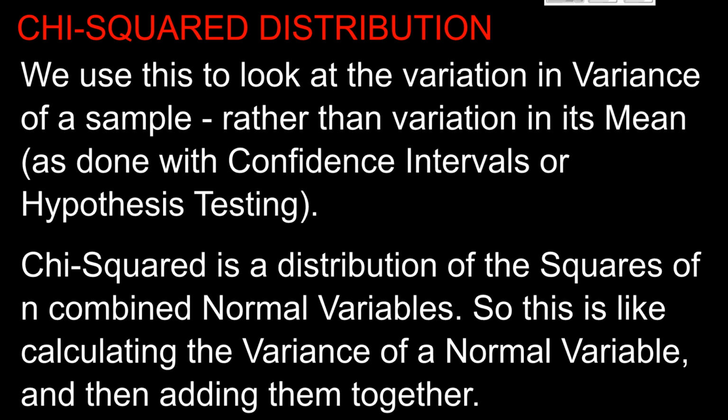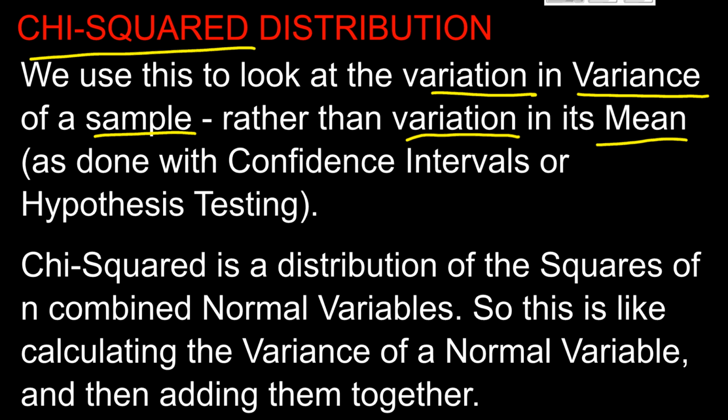Hello, quick explanation of the chi-squared distribution and how we use it. For today in our probability and statistics work, we've usually been looking at the variation of the mean of a sample, haven't we? But we use chi-squared to look at the variation in the variance of a sample. And to do this sort of calculation, checking the variation of the variance, we need to come up with a distribution, the chi-squared.